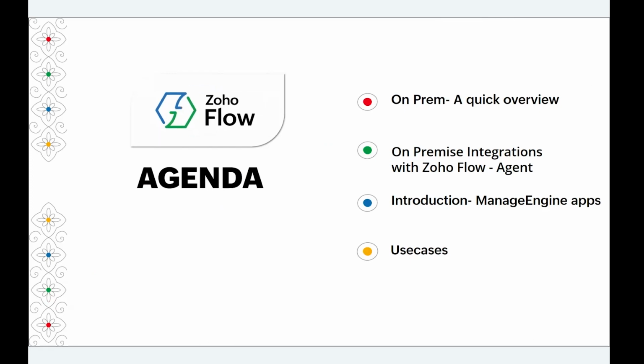So our agenda today for our webinar is going to be mostly about on-prem. What on-prem is, we will be giving a quick overview on it. And what our Zoho Flow on-prem agent can do. We will also be talking about a few pointers on ManageEngine apps. And we will also discuss a few use cases that we have designed.